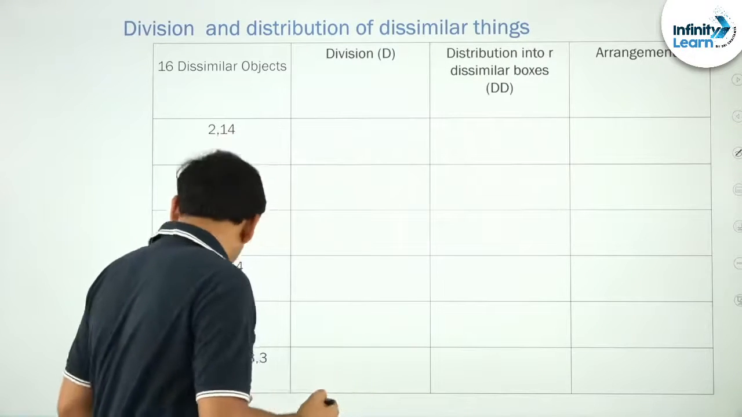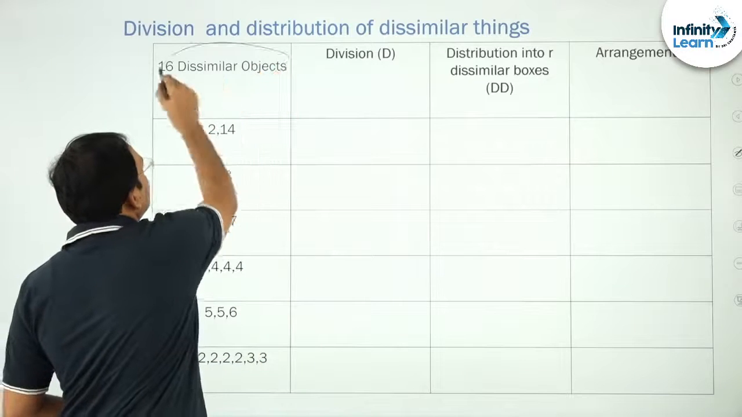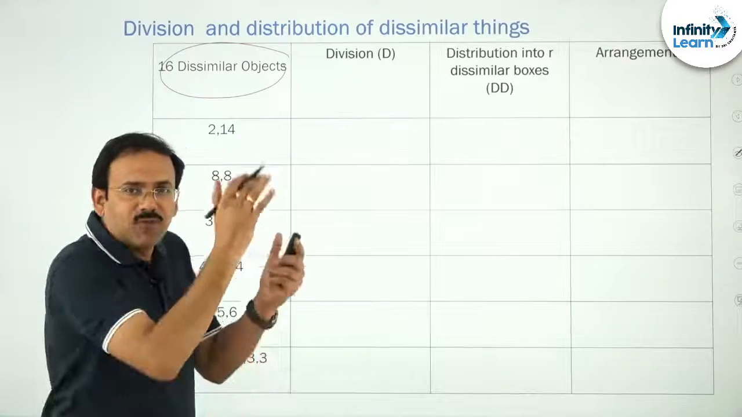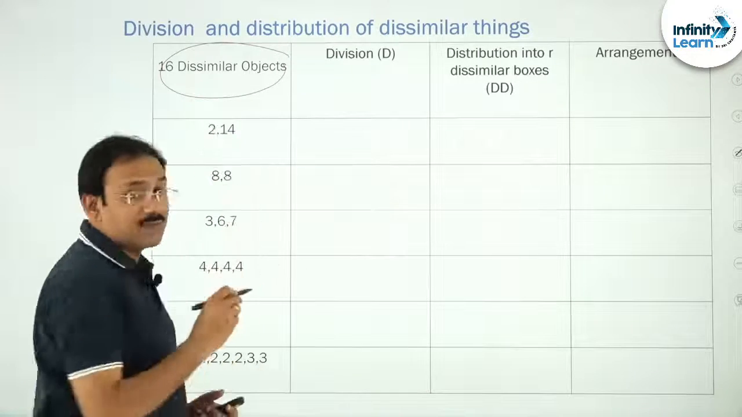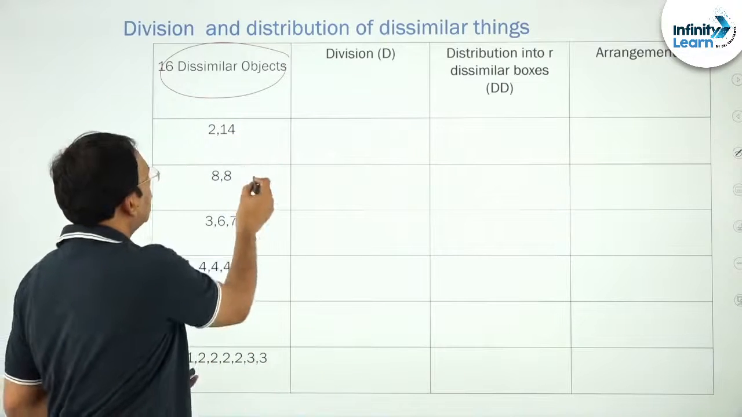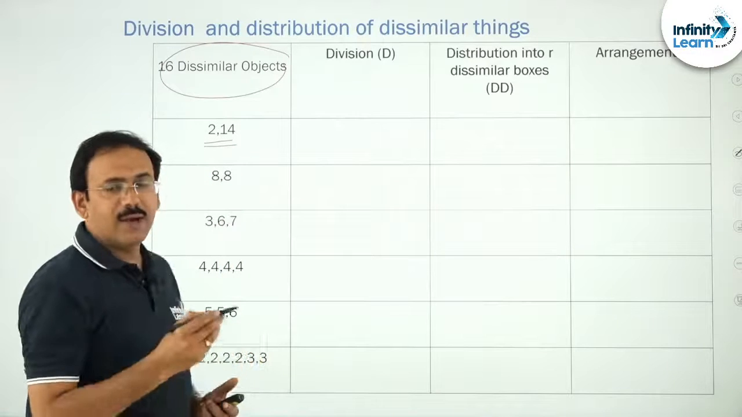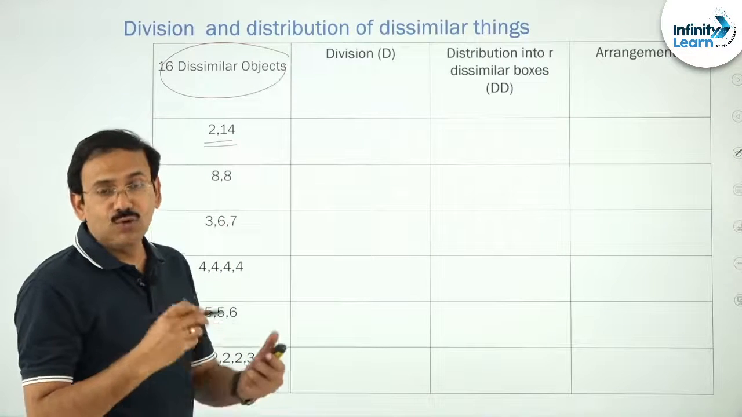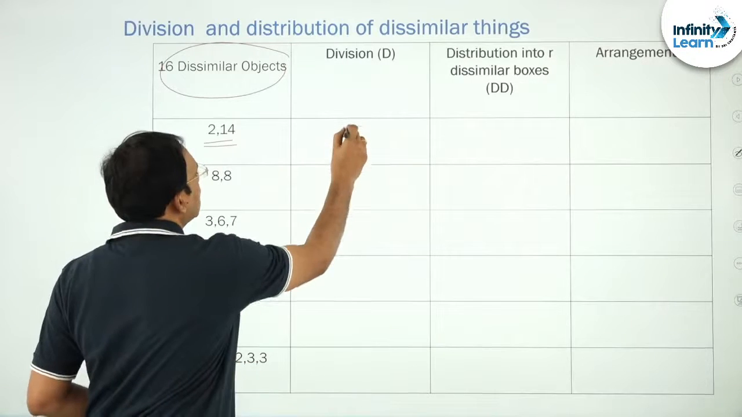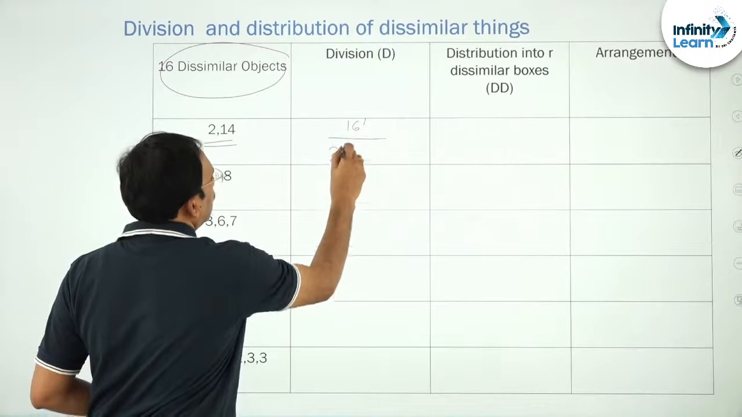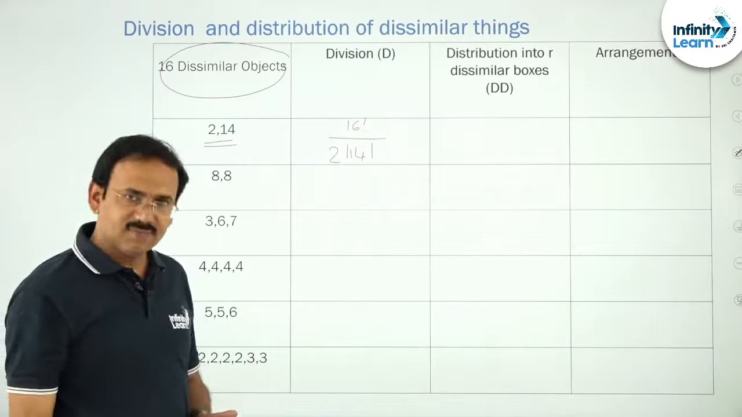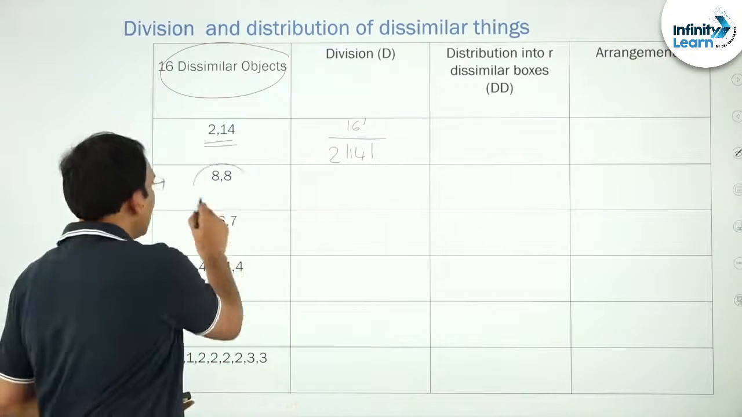You see, in the first case, there are 16 dissimilar objects. I just want to do division. First let me focus on division. All the 16 items are dissimilar, different items. Now I want to divide this into 2 and 14, meaning my intention is to divide this into 2 groups of 2 and 14. By the point we have discussed now, it is 16 factorial by 2 factorial into 14 factorial. Am I correct? Yes.